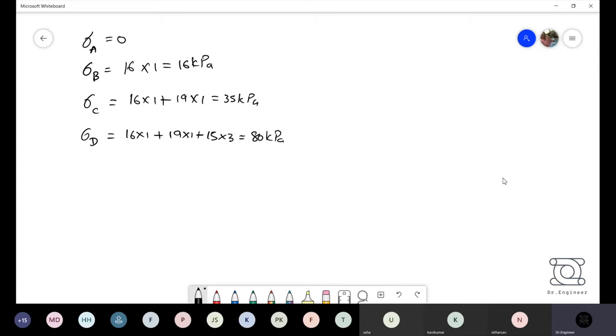So you have to just draw this variation. This is our starting point, here it is 0 at A, at B it is 16, at C it is let's say 35 here, and at D it is 80. You have to just plot this simply like this on a graph sheet, so it would be much more accurate. You have to just measure the lines.